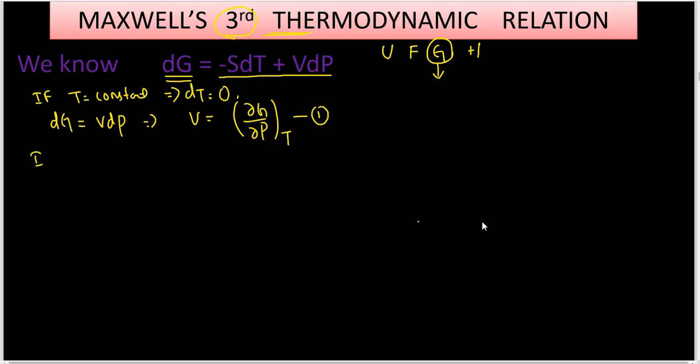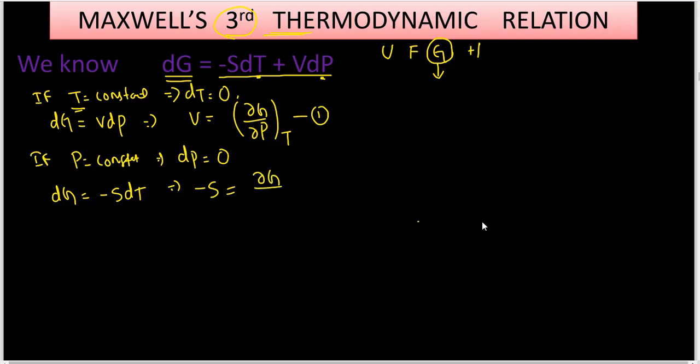Similarly, the next part is if T is constant, so taken T constant and next is P constant. If pressure P is equal to constant, that implies dP equal to 0. So what will happen? dG equal to minus S dT, that implies minus S is equal to del G by del T at constant pressure. This is equation number 2.